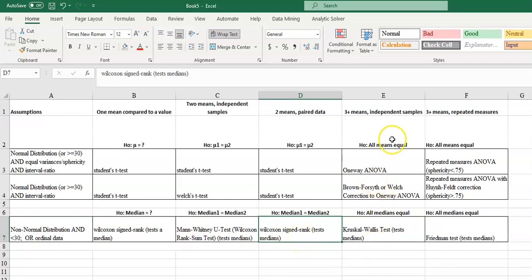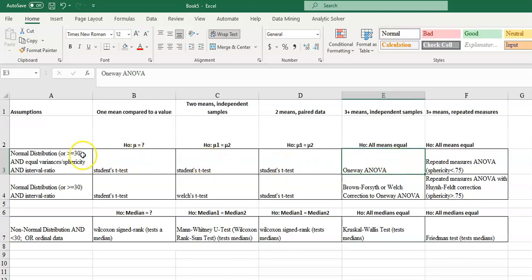Okay, so now let's come over here. So let's say I have 3 or more groups, independent samples in this case. So I have 3 gender groups, 3 ethnic groups, 3 treatment groups, anything like that, a control and two treatment groups. And essentially my null hypothesis is all means are equal. Well, the alternative is that at least one mean is different from the others. That's what I'm looking to find out, is at least one different. I'm going to do, if the assumptions are all met, a one-way ANOVA.